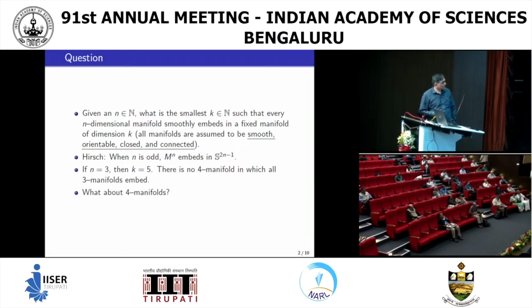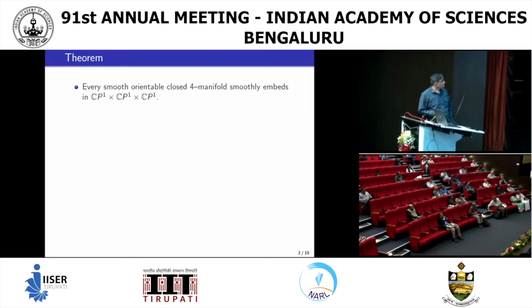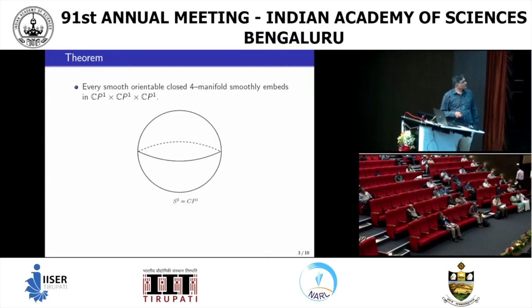So the natural question is, what about four manifolds? Because of course if you include time, then even four dimensions are important. So in which dimensional space or manifold do all four dimensional manifolds embed? What I want to discuss is this result that every four manifold embeds inside CP1 cross CP1 cross CP1. CP1 is nothing but a two dimensional sphere. It is just a fancy way I have written it, but it's just the usual two dimensional sphere.